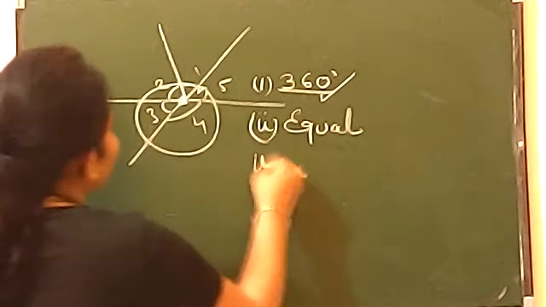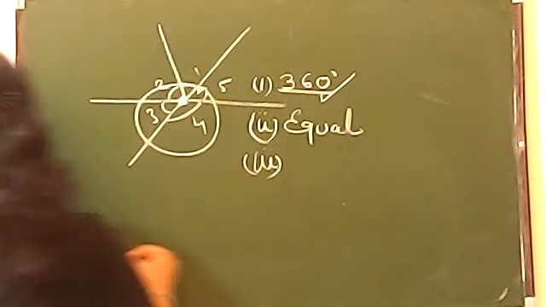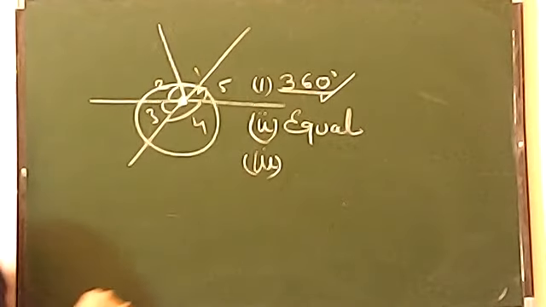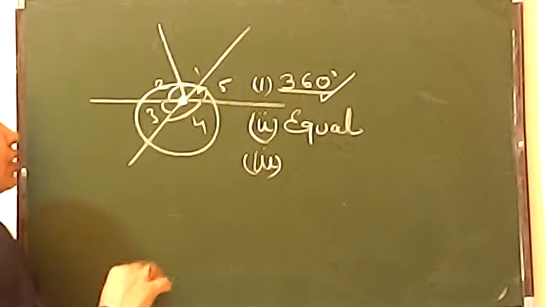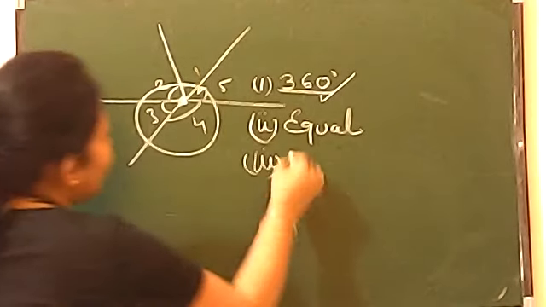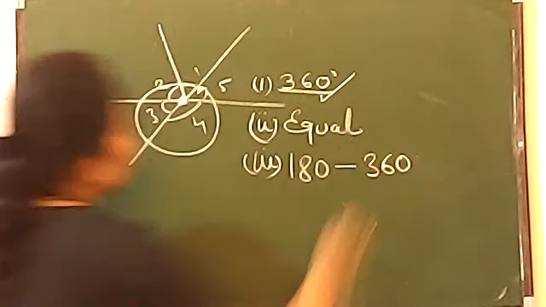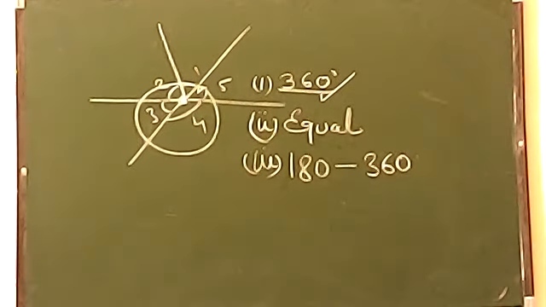Now, third MCQ. The third MCQ says the measure of a reflex angle lies between. You know that when you talk about a reflex angle, it is always between 180 and 360. It means it is always more than 180 and it is always less than 360.